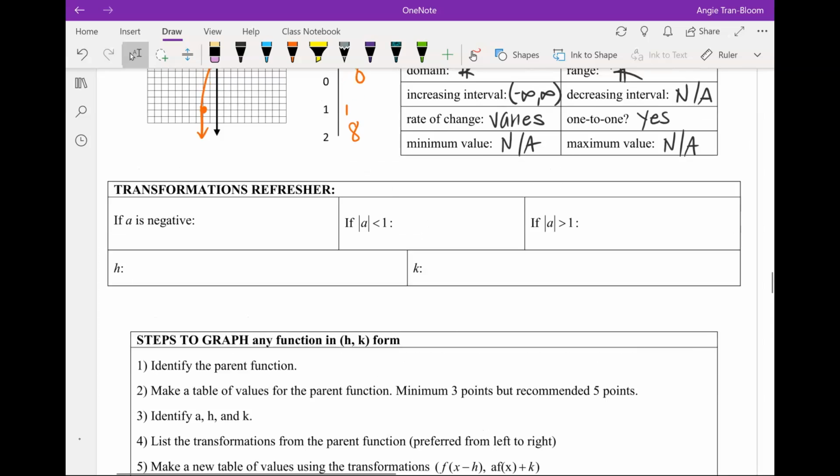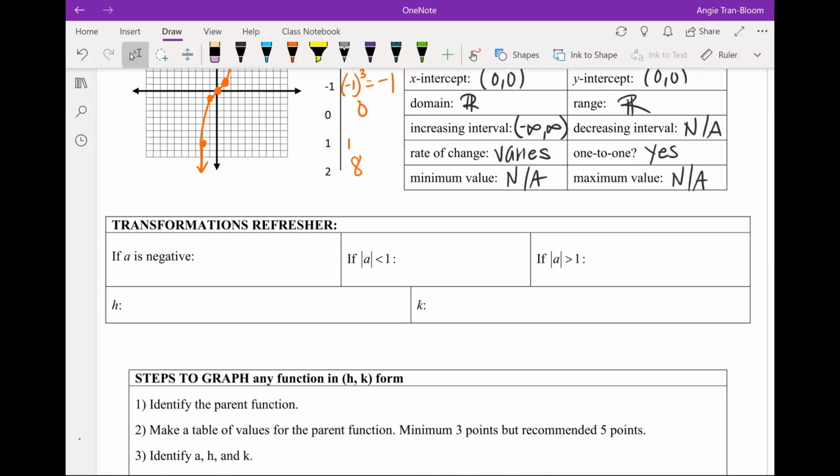All right, transformation refresher. Diego, transformation refresher. If A is negative, how would we state that transformation? Good. Reflect over the x-axis. Guys, these transformations will not change at all. It doesn't matter what function we give you.